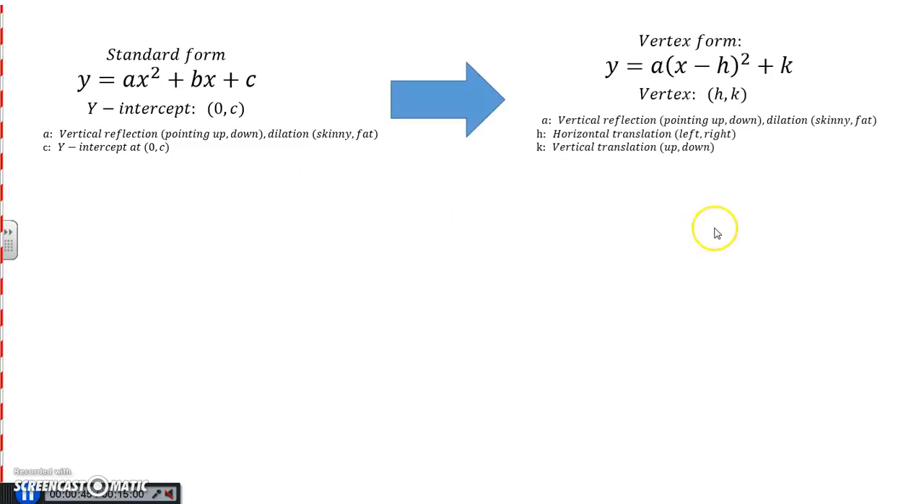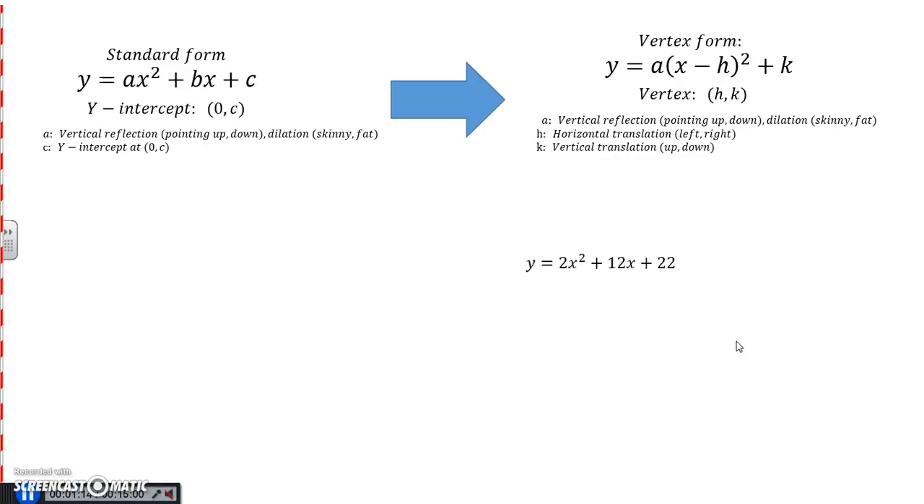Now, we're going to convert it to our vertex form, which is the first form we learned about, where we have indicators a, h, and k. Our vertex is going to be found at (h, k). Our vertical reflection, again, is told by a, which is the same value as in standard form. h will tell us if this parabola is moving left or right, or has a horizontal translation. And k will tell us if this parabola is moving up or down, or has a vertical translation.